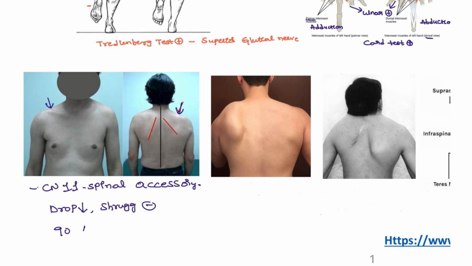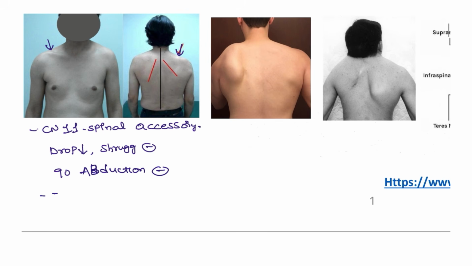And 90 degrees of abduction is not possible in this patient. Okay, and why? Because the muscles involved here are the trapezius and also the sternocleidomastoid muscles. This is the defect of the spinal accessory nerve.